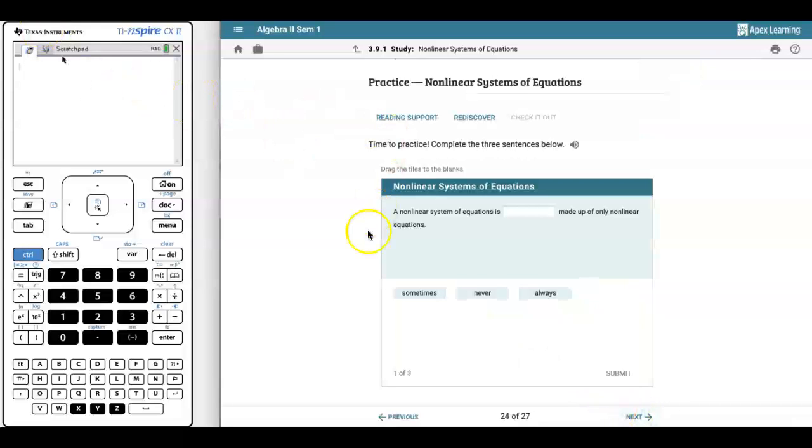A nonlinear system of equations is sometimes made up of only nonlinear equations. The first step in the substitution method is to isolate one variable of the equations. And if you have two equations that both have squared variables, each squared variable has two potential solutions. So if each of them has a square, you can have up to four potential solutions.